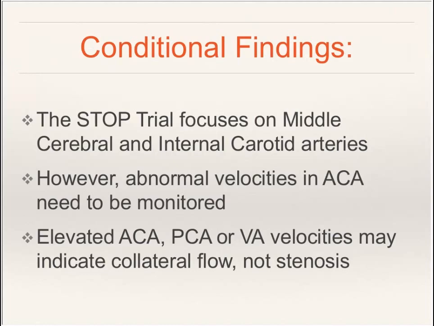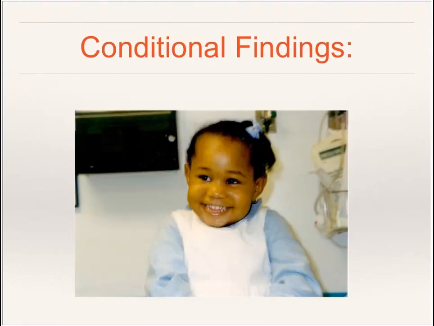If you have increases in the ACA, the PCA, or the vertebral, it may not be a focal stenosis. It may just be a global increase throughout the entire course of the vessel that indicates collaterals.